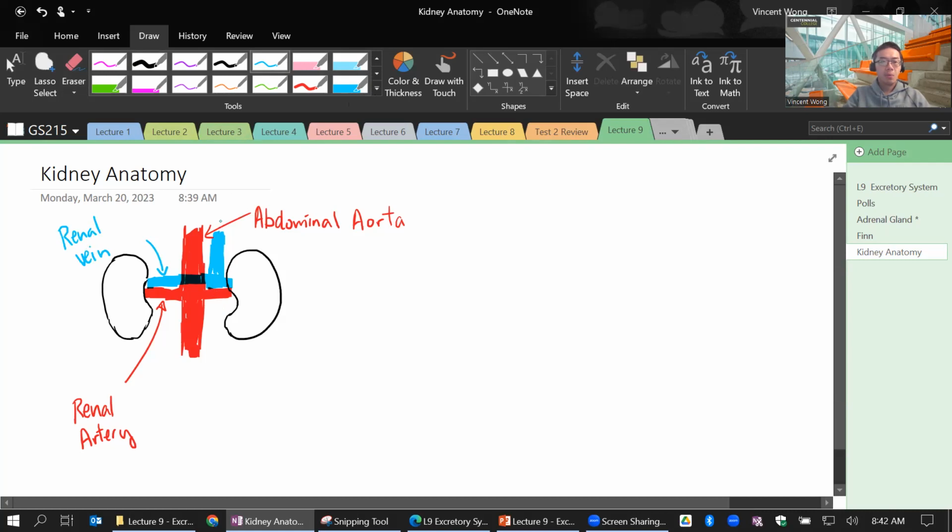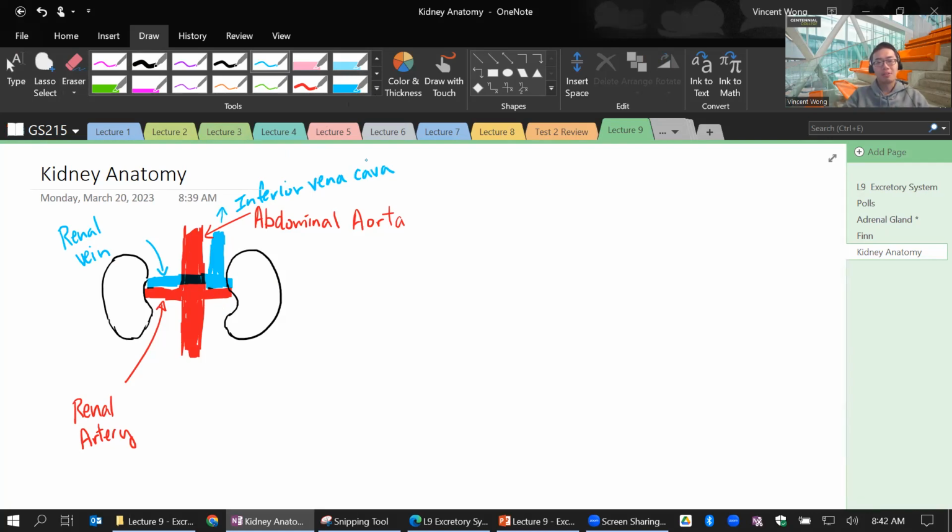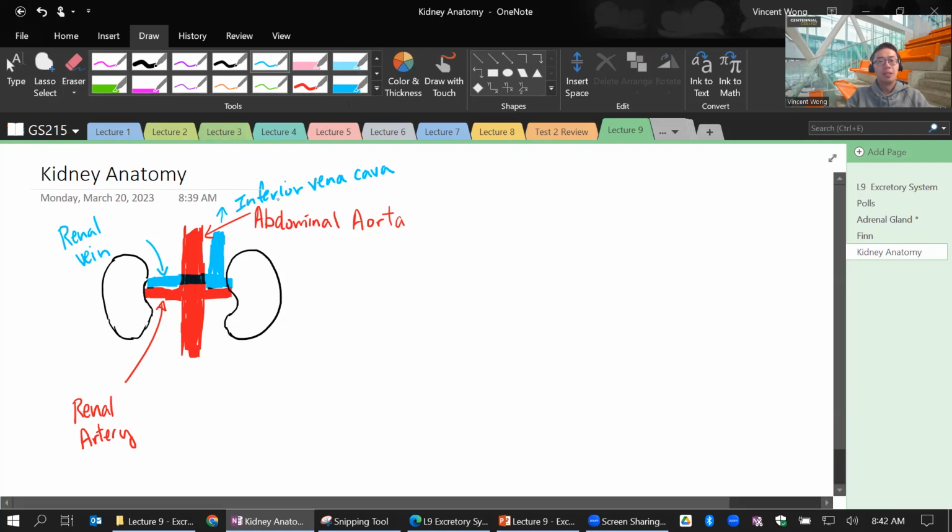Can someone tell me where this one is gonna go to? What blood vessel is this one going to merge with? Inferior vena cava. That is excellent. That is the inferior vena cava. See, everything connects together. It should give you goosebumps that everything we learn is coming together like a puzzle.